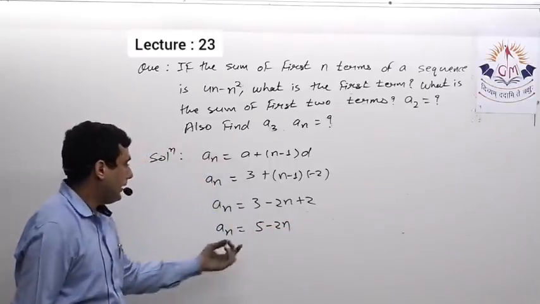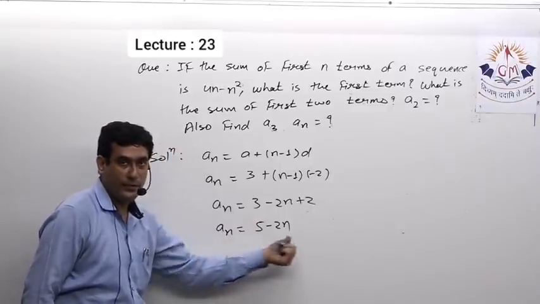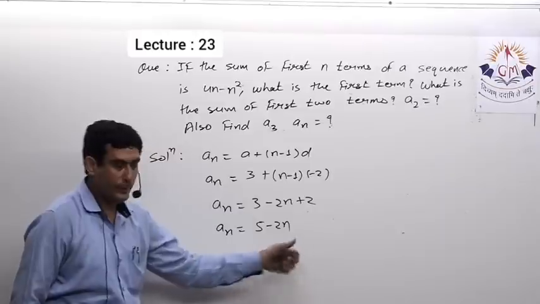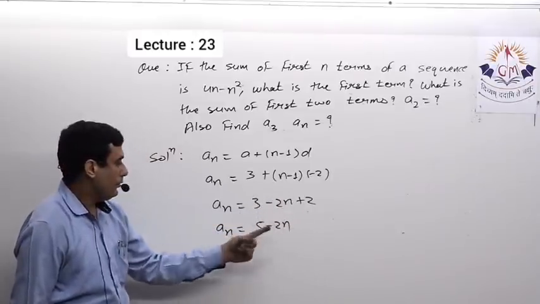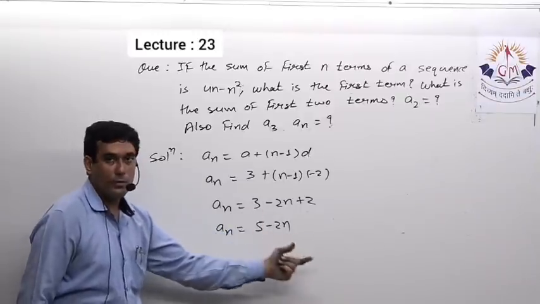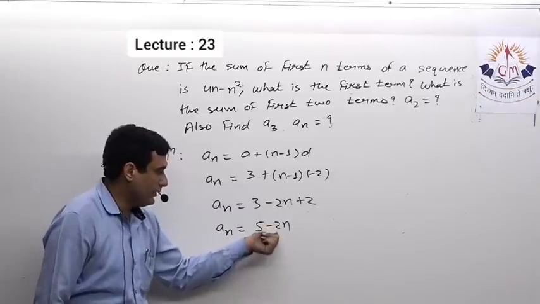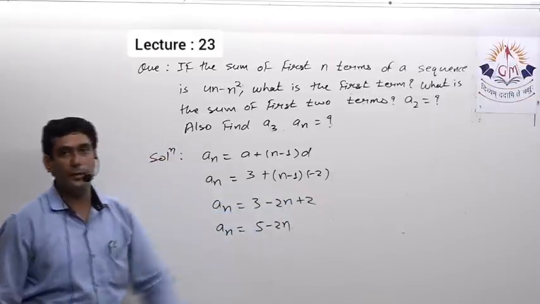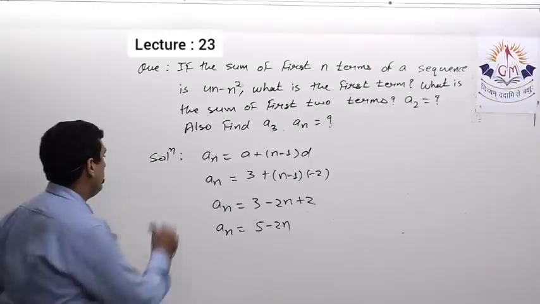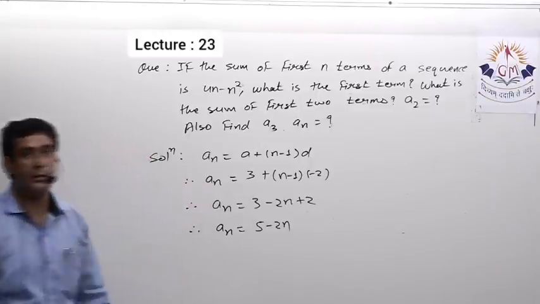As we know from the previous sum, we saw that an is a linear expression. If an is a linear expression, it represents an AP, that we already proved. So here we can cross check, yes, it's a linear expression. We also saw the common difference is the coefficient of n, and here the coefficient of n is minus 2, and we know that d is minus 2. So please note it down, then I will give you one more way to solve the same question.